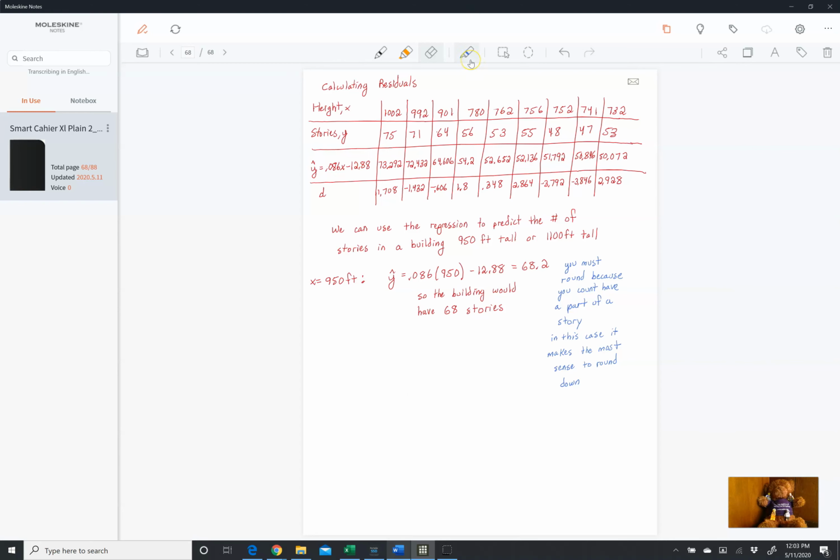Let's do 1,100 feet. So all we do is we plug in 1,100. Once we have our equation, we could figure all of this out relatively quickly. It's the huge advantage of having that equation. So in this building, we have enough for 81 stories.